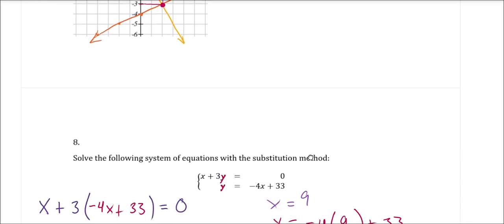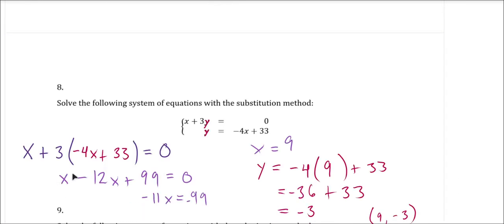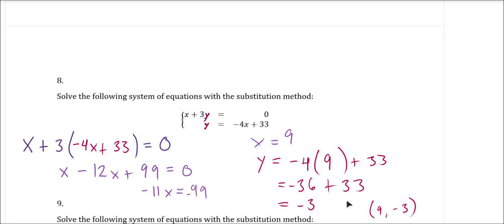So we can plug into equation 1 where we see the rules that we have for equation 2. So notice I've replaced that y with the rules for the y in equation 2. Then we can proceed to just solve this as an equation in one variable. This gets us 9, and plugging back 9 in for x, we can find out y. So our xy pair is going to be 9, minus 3.